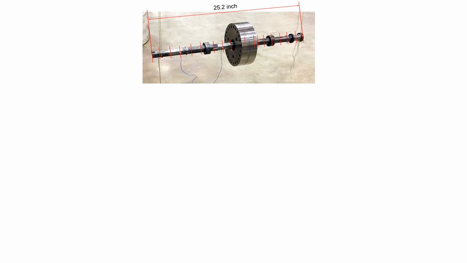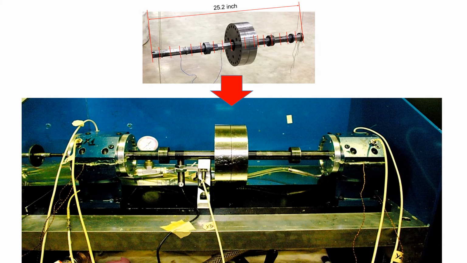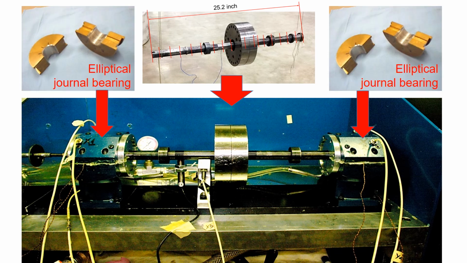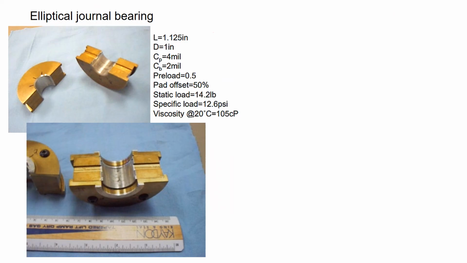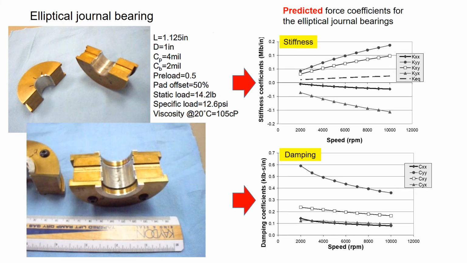So let's talk more about how your model applies to predicting the rotor dynamic responses. I'll give you an example here. Say this rotor is installed in a test bench, with elliptical journal bearings installed at each end. If you know the detailed geometry of the bearing, you could predict the stiffness and damping characteristics of the bearing using commercial software. Here is the predicted bearing stiffness and damping versus the rotor speed.